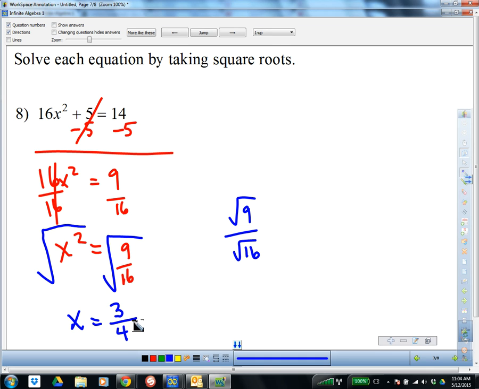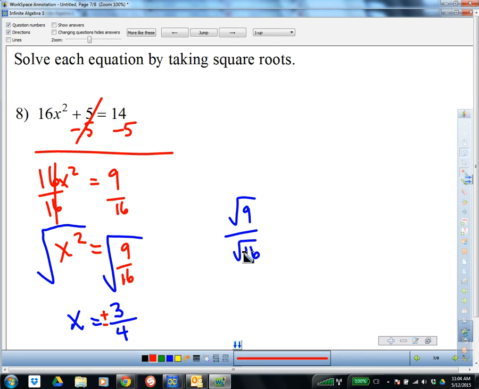But wait a second, what do we still need? If I take the square root of a number, any number, I have to go plus or minus on it when I'm solving these quadratic equations, because it could include either of those as a possible answer.